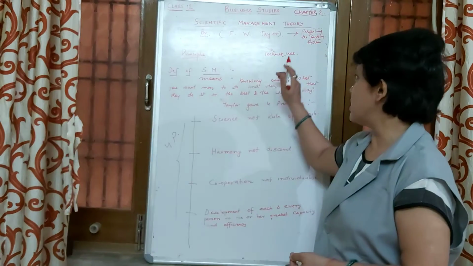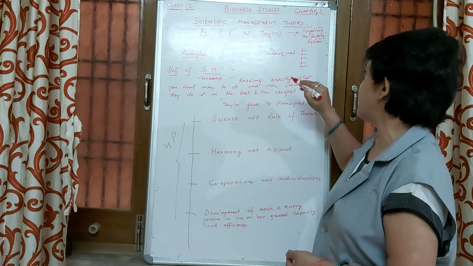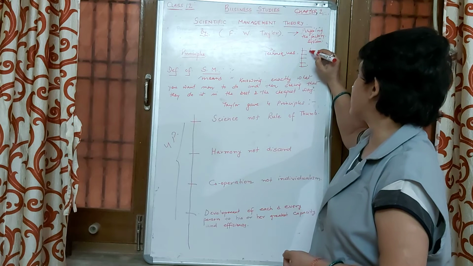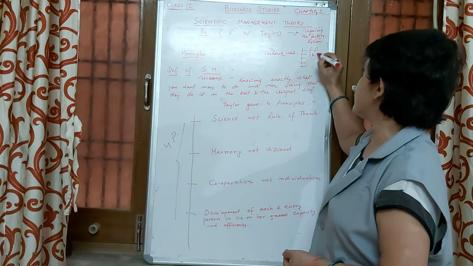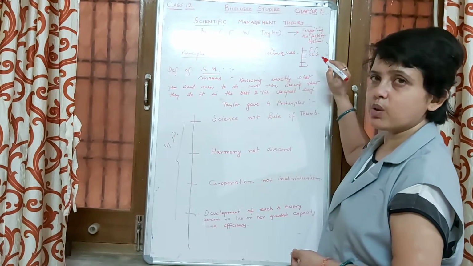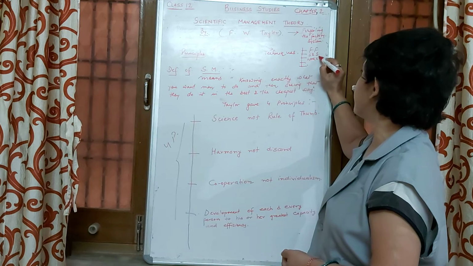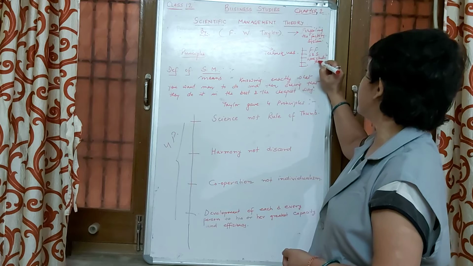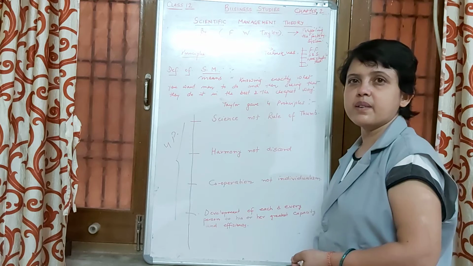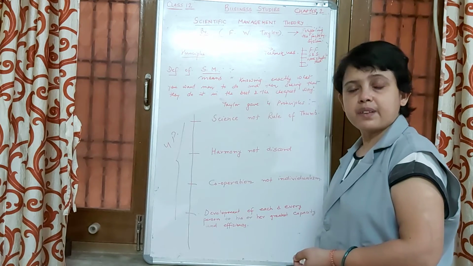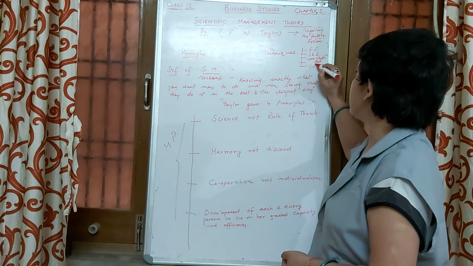Apart from the principles, he has also given some techniques. Those techniques also we will be talking about. Those techniques are functional foremanship, standardization and simplification. We will be learning in detail about it. Then he has talked about work study techniques, in which he has talked about time study, method study, motion study, and fatigue study. And finally, he has also talked about differential piece rate system.